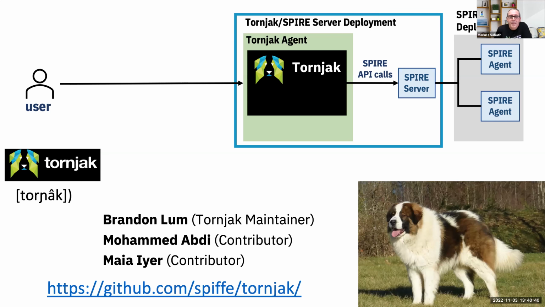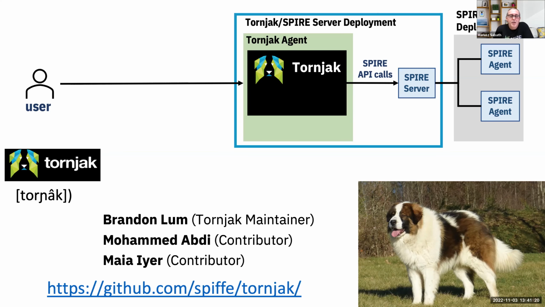So, a quick history: the name Tornjak comes from the herding dog breed in Central Europe. Basically, it's a dog to manage the livestock, like the pets versus cattle metaphor for containers, well, in this case, sheep. The main person behind the initial Tornjak architecture was Brandon Loom. Together with Brandon, we wrote the first code and donated this to the CNCF SPIFFE SPIRE community about a year ago. Later, Mohammed and then Maya joined our team, and they are now active contributors to this project and the community.